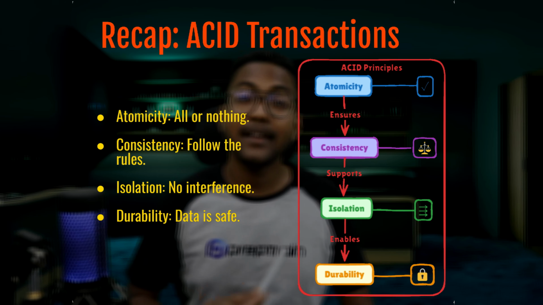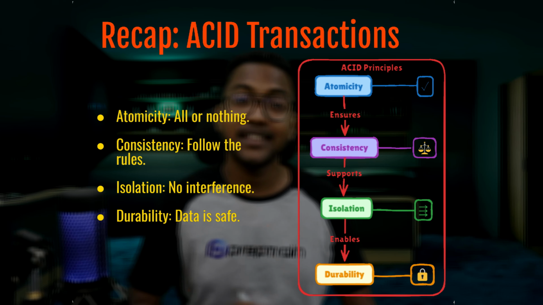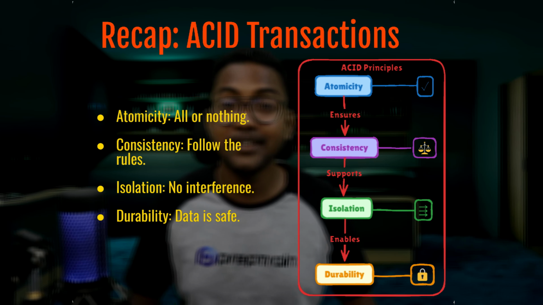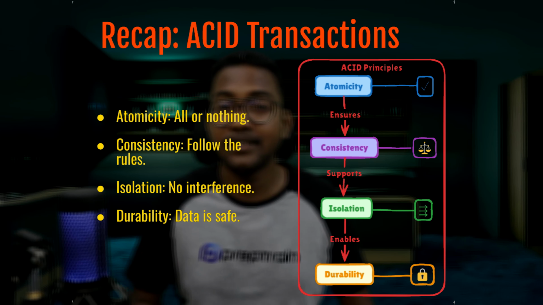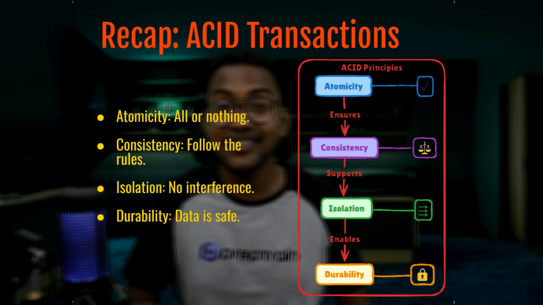So to sum up, ACID transactions are the backbone of reliable databases. They ensure that your data is safe, consistent, and protected even when things go wrong, whether it's a bank transfer, an e-commerce purchase, or a social media post. ACID keeps everything running smoothly behind the scenes.